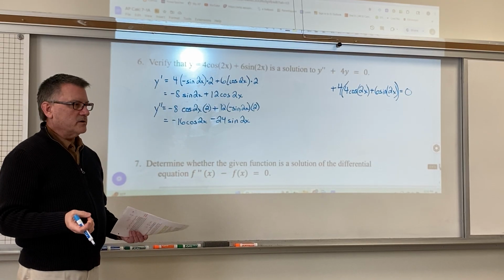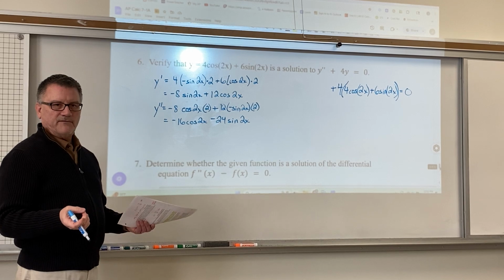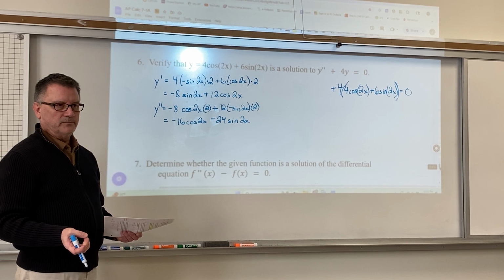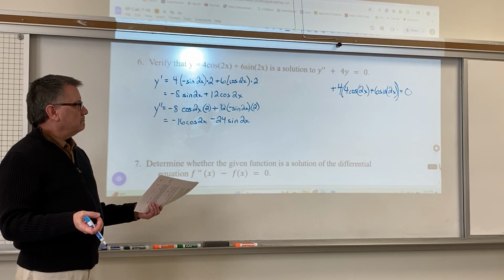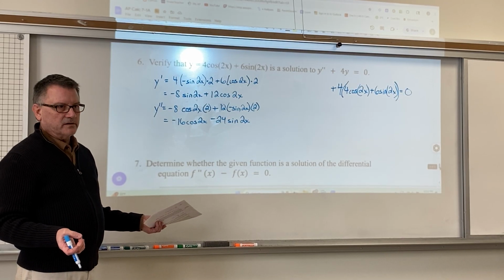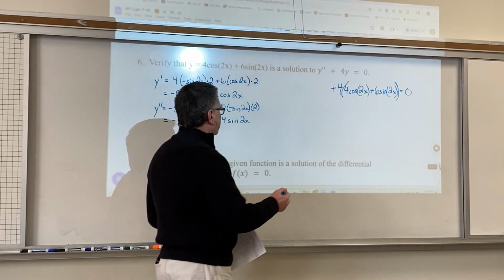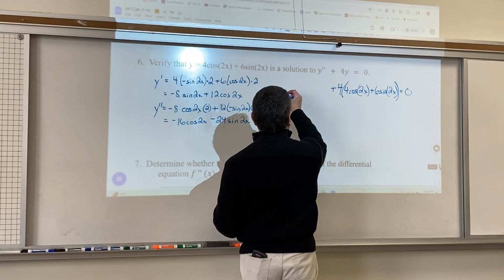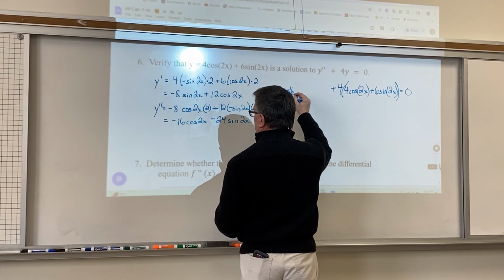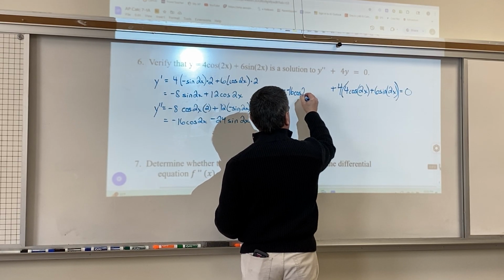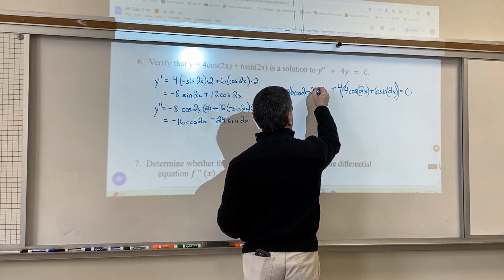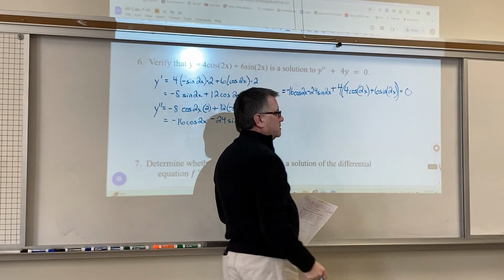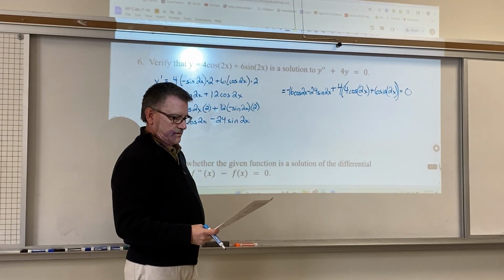We have solved a differential equation when we find the original equation. It was actually given to me. And the derivative, or whatever derivative, doesn't have to be the first. This one was the second derivative. So then I've got negative 16 cosine 2x minus 24 sine 2x plus 4 times the original function.